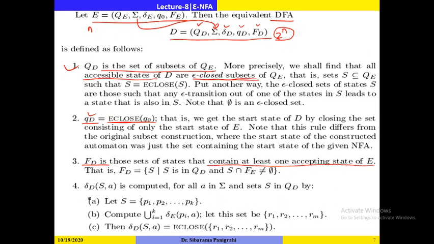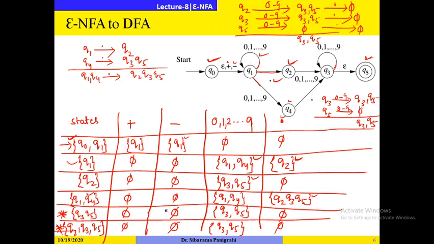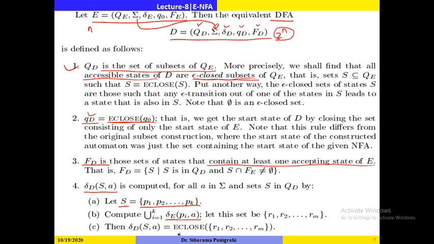Next, while computing the transitions, let the subset contain the states P1 to Pk. You will find the transitions from each Pi on a symbol, and make a union of these. Here you see I have done this when computing Q2, Q3, Q5 on 0 to 9. I computed what the next state is for Q2 on 0 to 9, then for Q3, then for Q5. Next, I made a union of all the transitions. The same thing has been written over here.